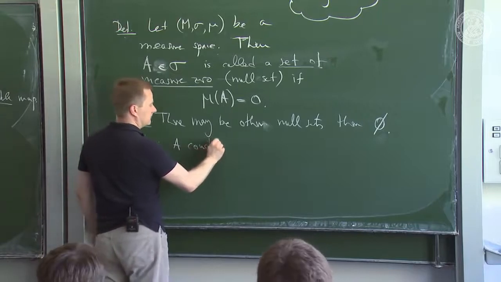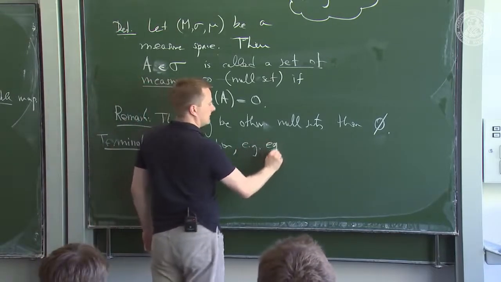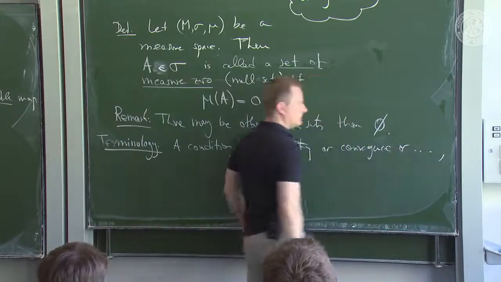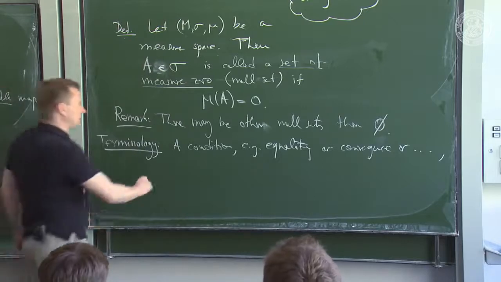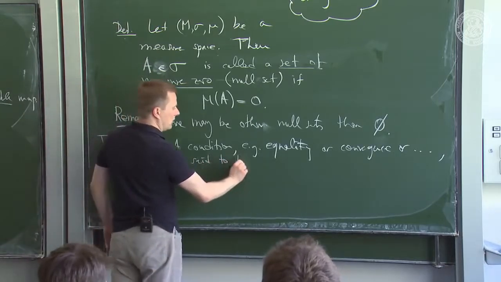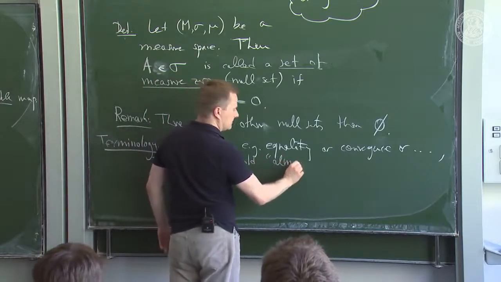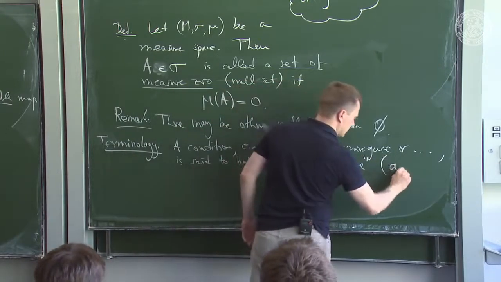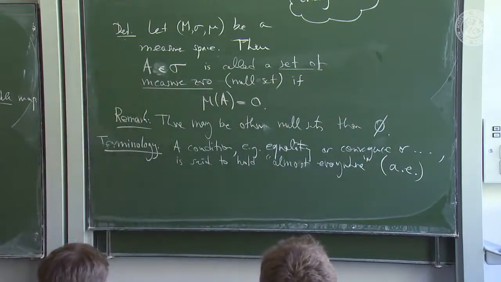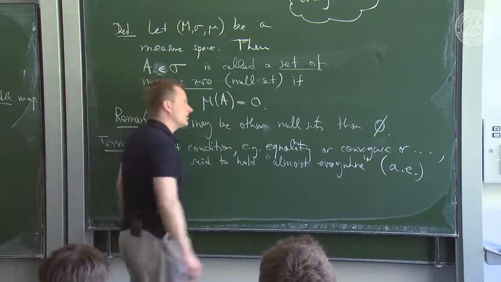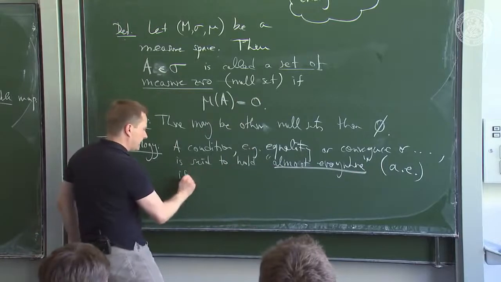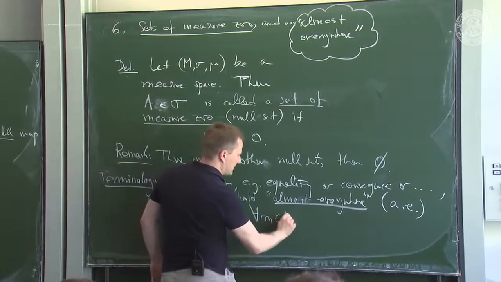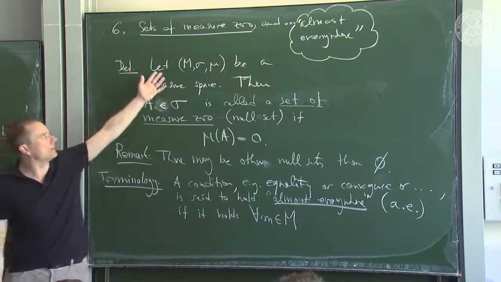A condition, e.g. equality or convergence or whatever, is said to hold almost everywhere, and that is most common, almost always abbreviated a.e., if it holds for all m in the set in question. So there's always an underlying set M in our measure space.